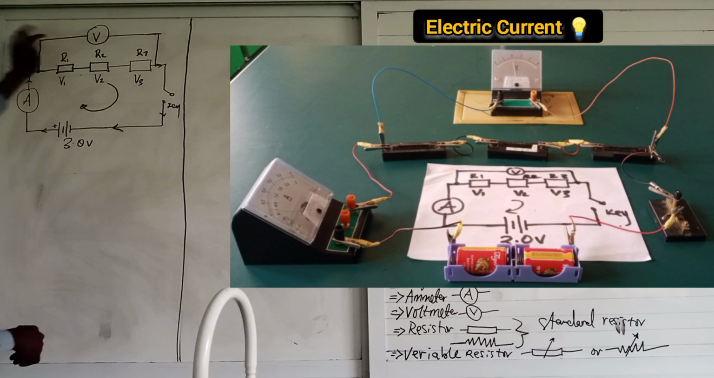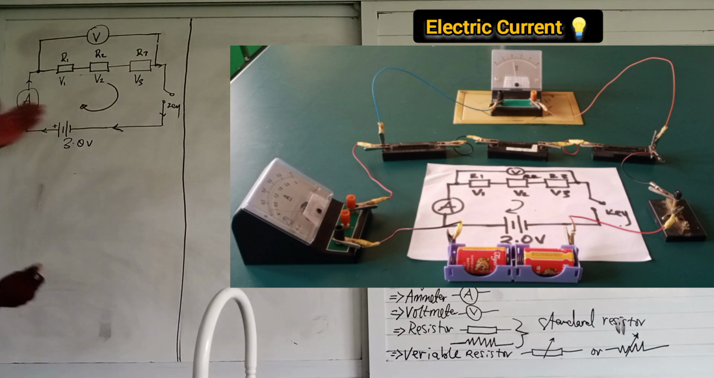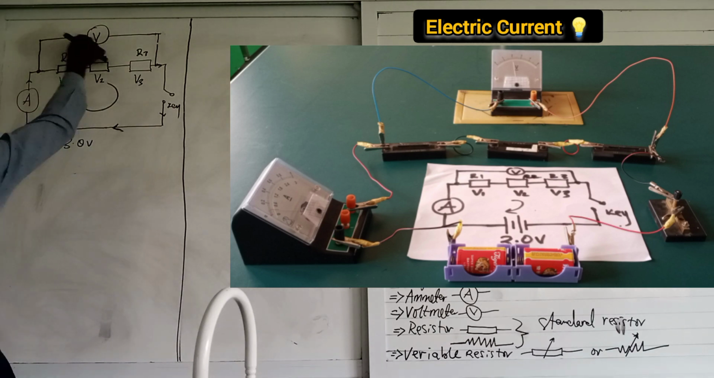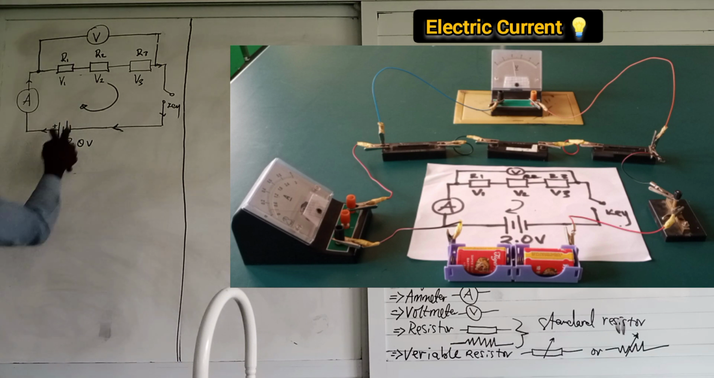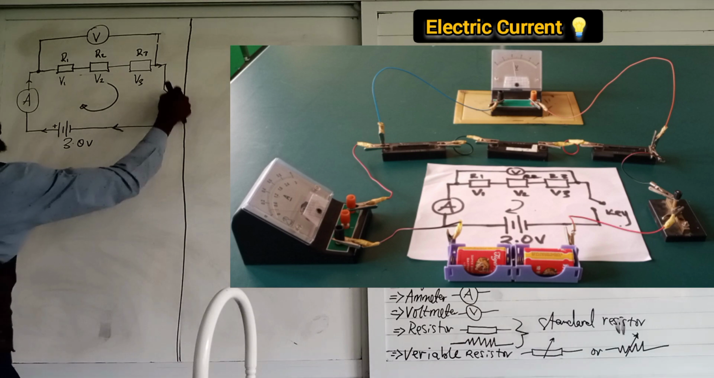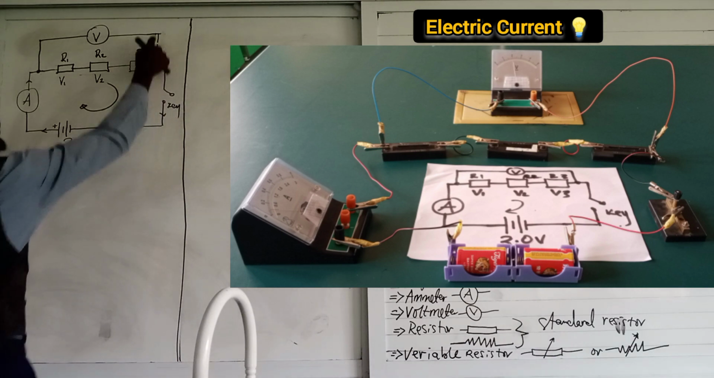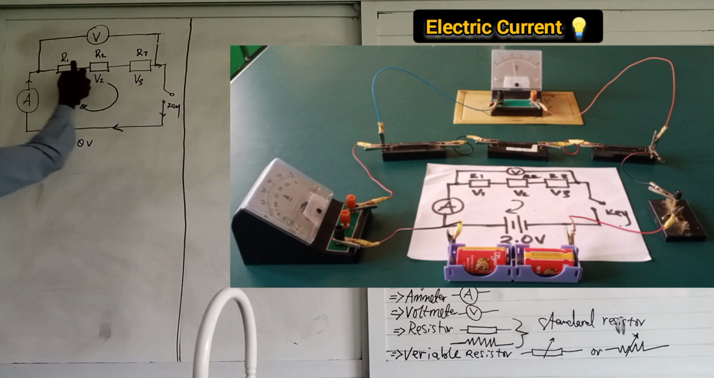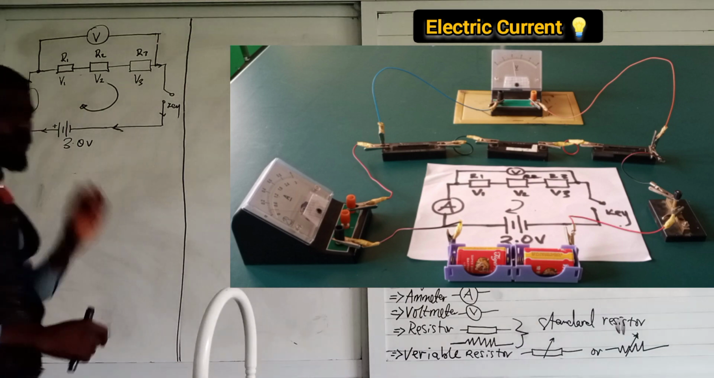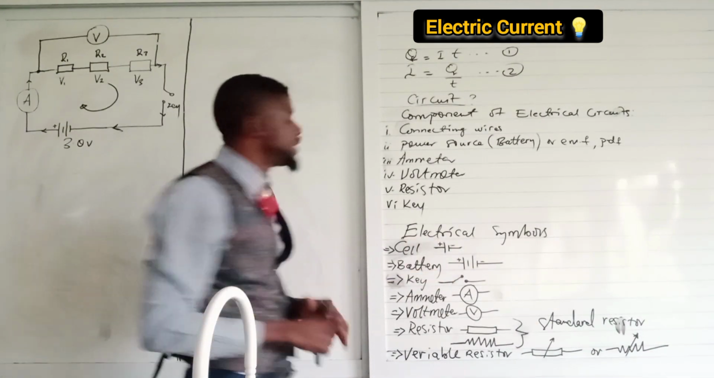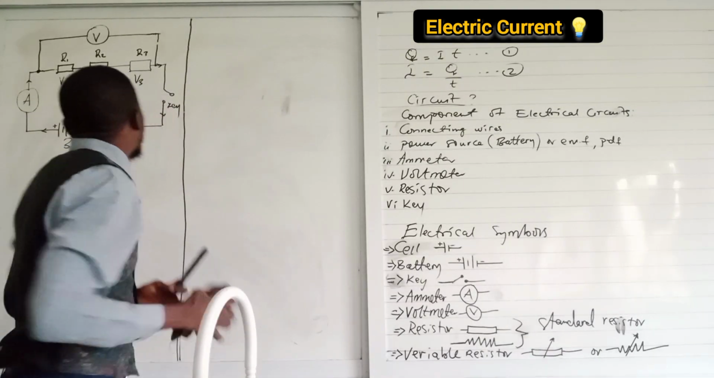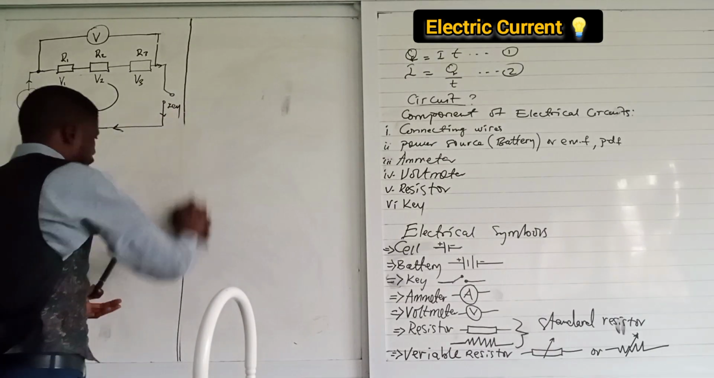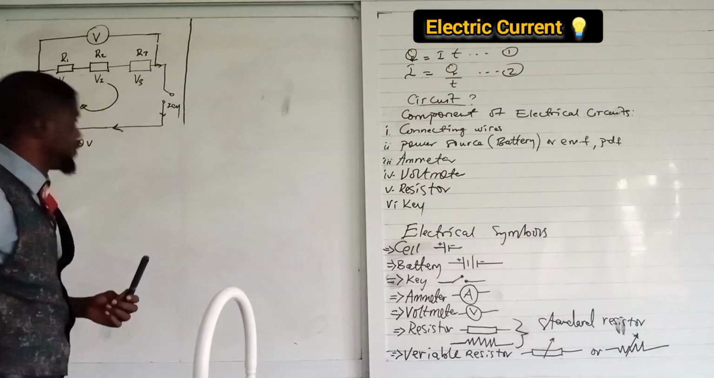So these are the electrical wires. We can count how many wires we have here. We have 1, 2, 3, 4, 5, 6, 7, 8. We have 8 connecting wires in this particular circuit. Let us draw a circuit for parallel resistors.